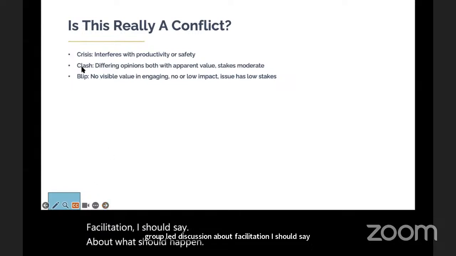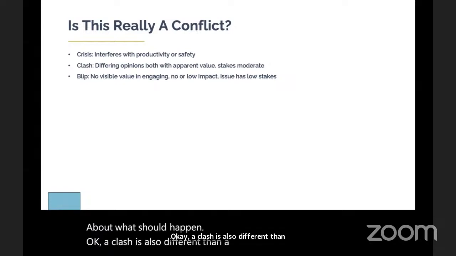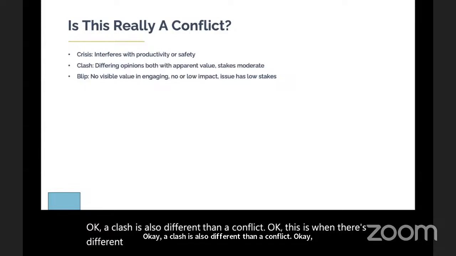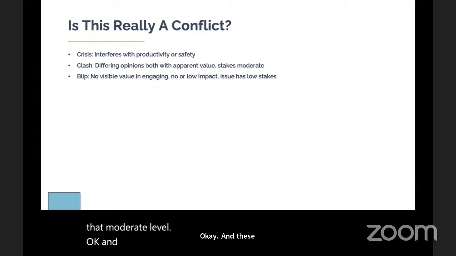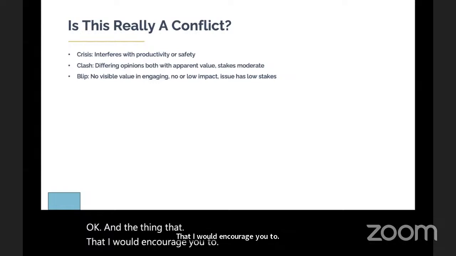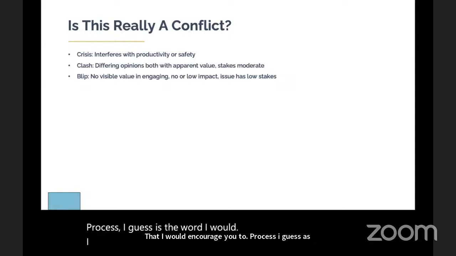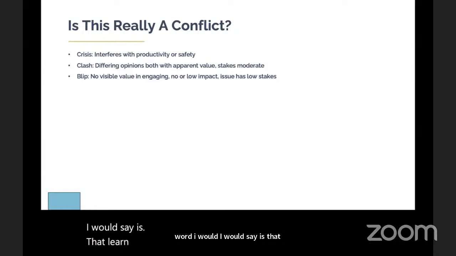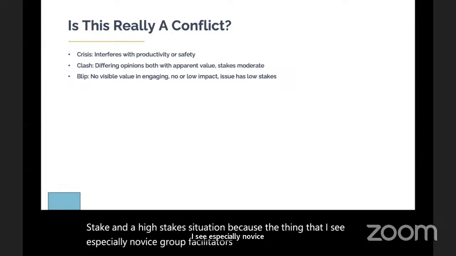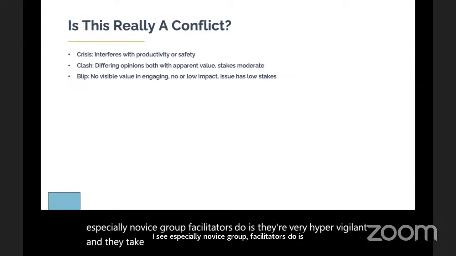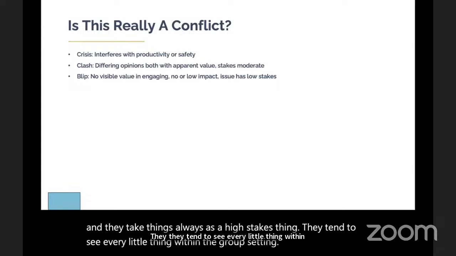A clash is also different than a conflict. This is when there are different opinions and apparent values at that moderate level. The thing I would encourage you to process is to learn the difference between a moderate stake and a high stake situation. Because the thing that I see, especially novice group facilitators do, is they're very hypervigilant and they take things always as high stakes. They tend to see every little thing within the group setting as a high conflict situation.